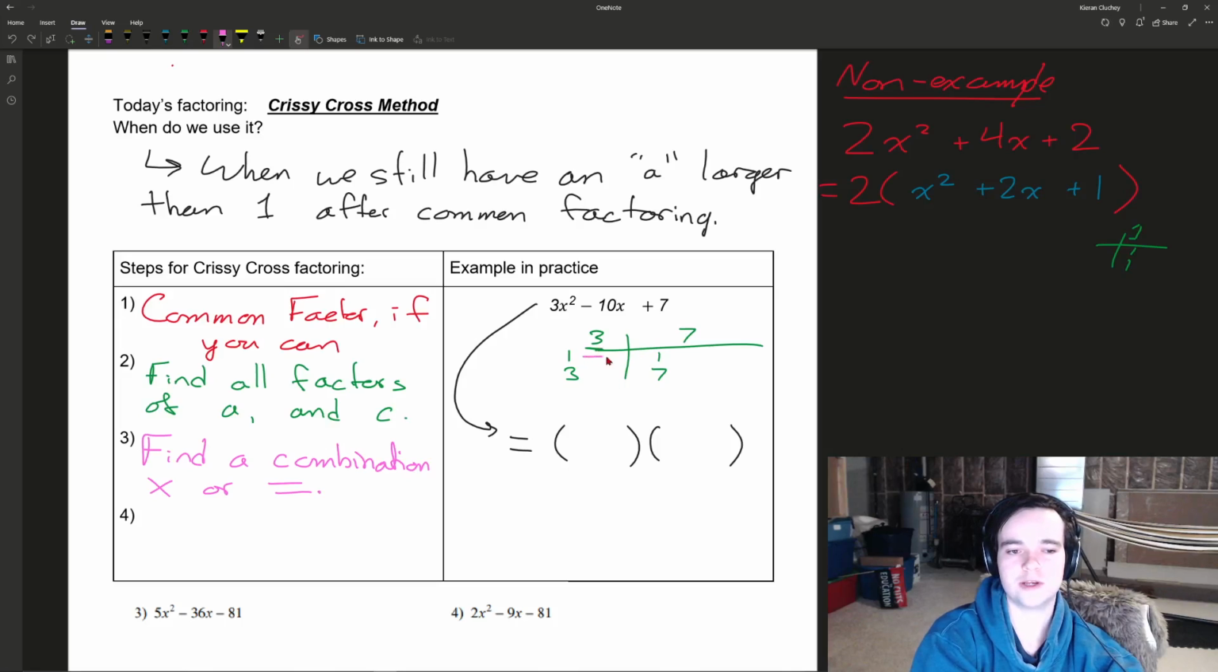When you multiply these pairs together in such a way, either with the parallel lines or with the crossing lines, for example 3 times 1 and 1 times 7, if you add them together, or if you subtract them, you should get to your B value.